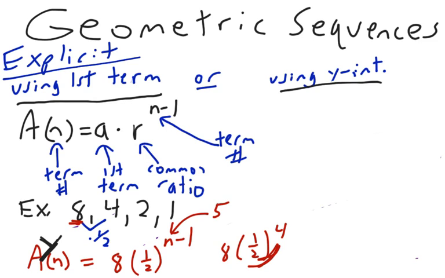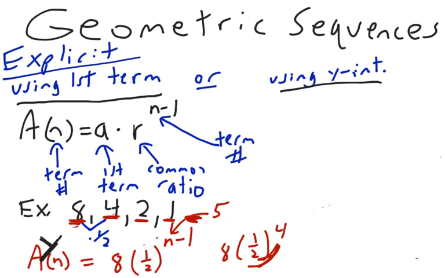And we can probably do that in our head. 1/2 to the 4th power is 1/16, and then 1/16 times 8 is 8 over 16, which is 1/2. Isn't that what our fifth term would be? That's our first term, second term, third term, fourth term, fifth term. If you just multiply it by a half, it would be 1/2. So yeah, that formula works.